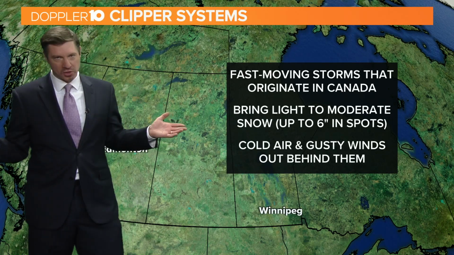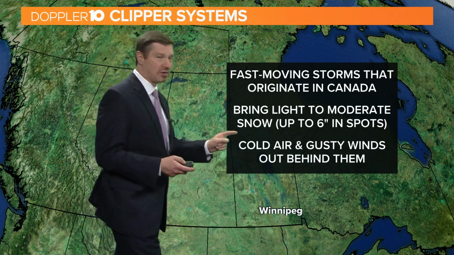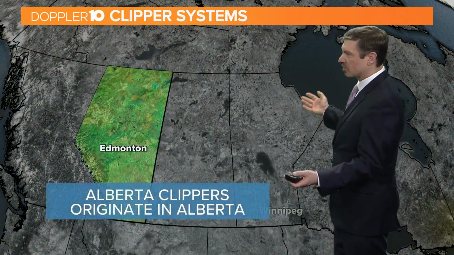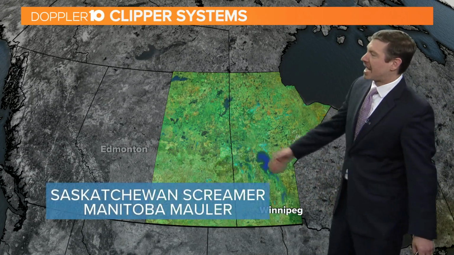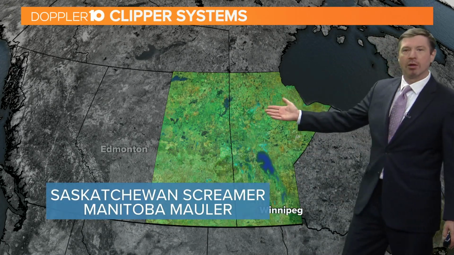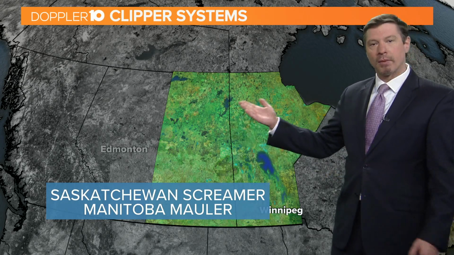Again, not all storms are created equally. Just remember that. They also bring cold air and gusty winds with them. You've probably heard us mention the term Alberta Clipper. Well, that's a clipper system that originates near Alberta, but it's got a couple of cousins, maybe brothers or sisters, I don't know. You can have the Saskatchewan Screamer or the Manitoba Mauler. Those originate over the province of Saskatchewan or Manitoba, respectively.